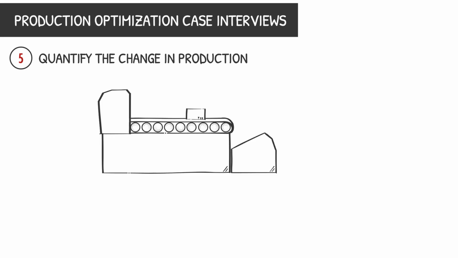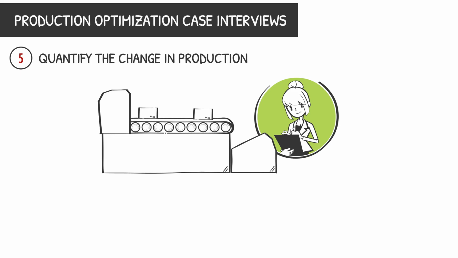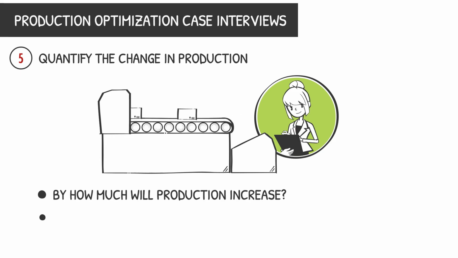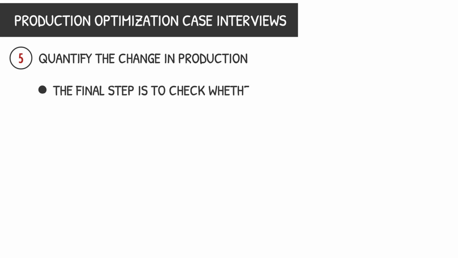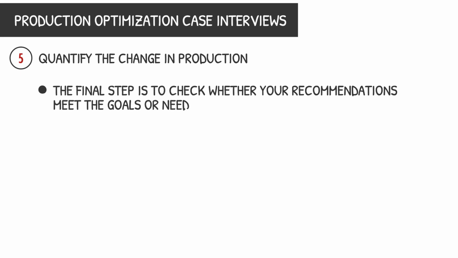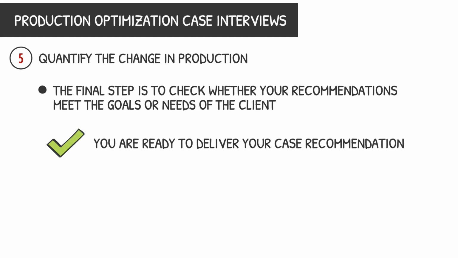Once you have gone down the 3 different ways to increase production, you should have a list of actions you would suggest. Quantify the impact of these suggestions. By how much will production increase? By how much will efficiency improve? The final step is to check whether your recommendations meet the goals or needs of the client. If they do, you are ready to deliver your case recommendation.